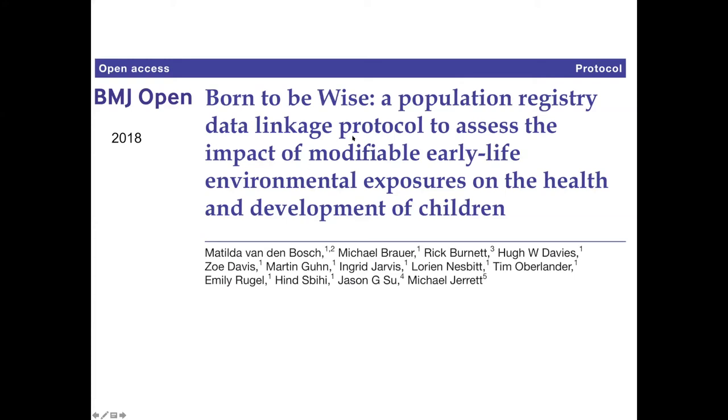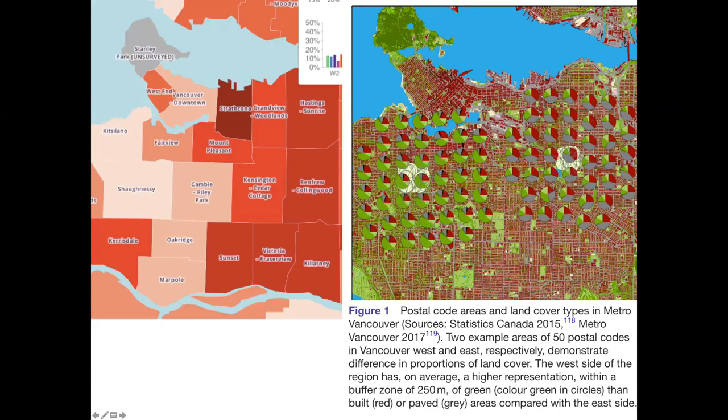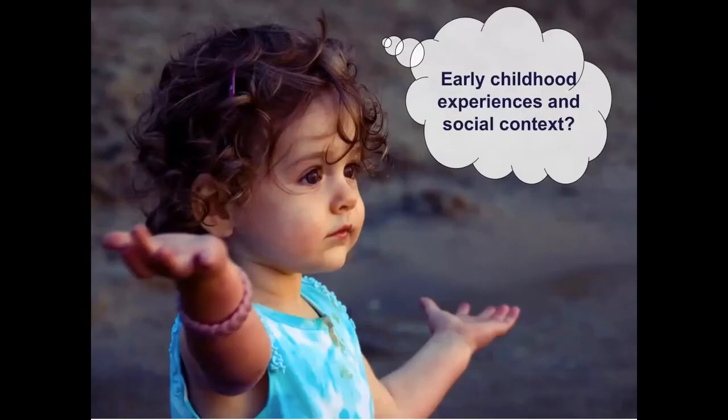There's a protocol paper published in case you're interested, and the basic idea is to link what you see here on the left, EDI vulnerability rates at the neighborhood level or at the individual level, to geospatial environmental data, whether it's land use, air pollution, or noise pollution. I'm a co-PI, but this is led by people who are really in the environmental health area.